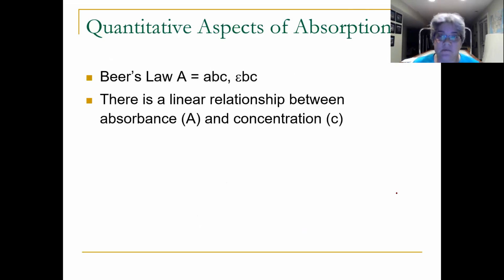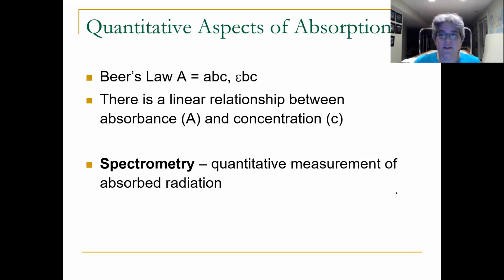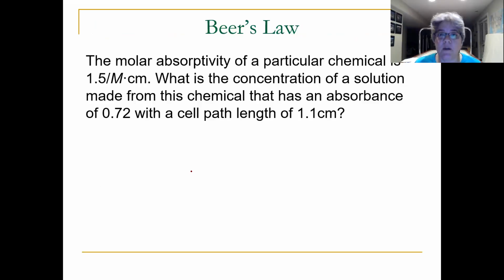So that means I can do quantitative analysis. These measurements where we do quantitative analysis are called spectrometry. Okay, we looked at spectroscopy. Spectrometry is using spectra to measure how much is there. So let's look at a couple of calculations now with Beer's law.